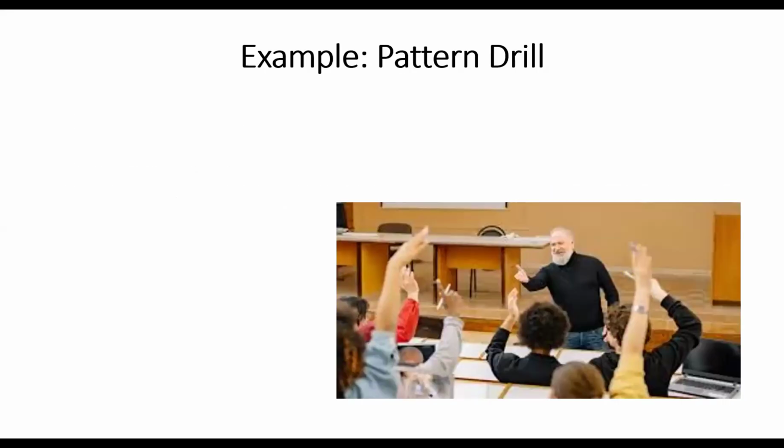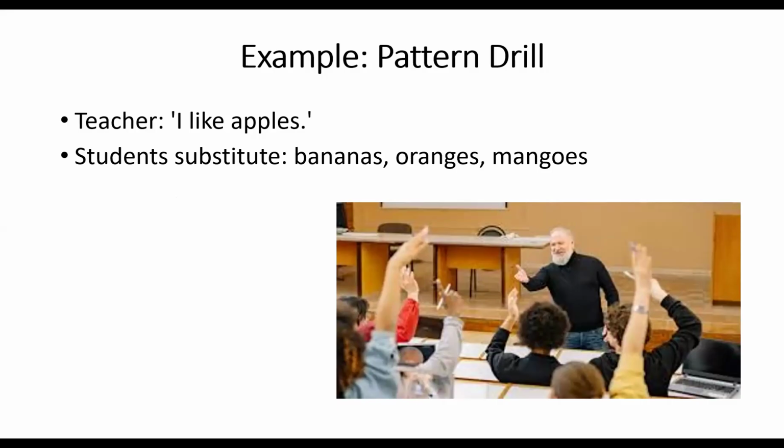Okay, this is an example of a pattern drill. I like apples. I like apples. And the student substitutes apples with bananas, oranges, mangoes. The student says, I like bananas. I like oranges. I like mangoes. We can also focus on the verb. I like apples. Bananas are my favorite fruits. I love oranges.